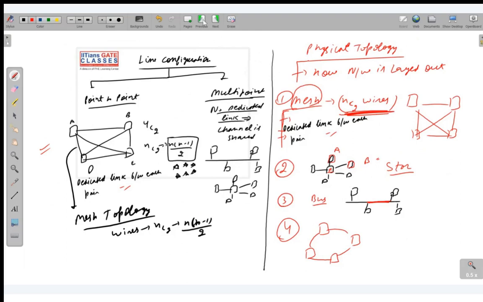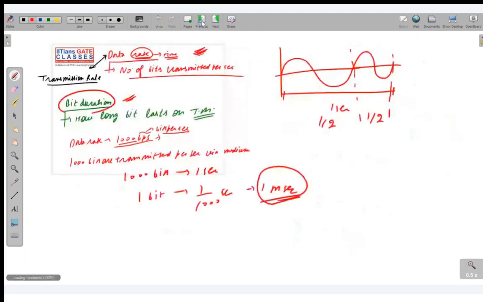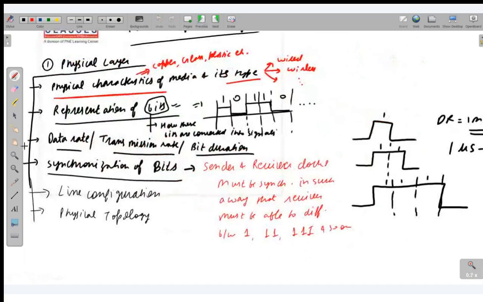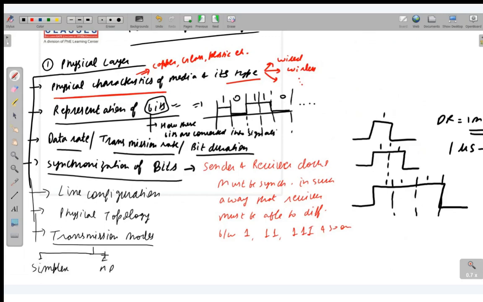Yes, so physical topology is over. The last is transmission modes. I think you already know there are three types of modes: simplex, half duplex, and full duplex. Let me write that properly.